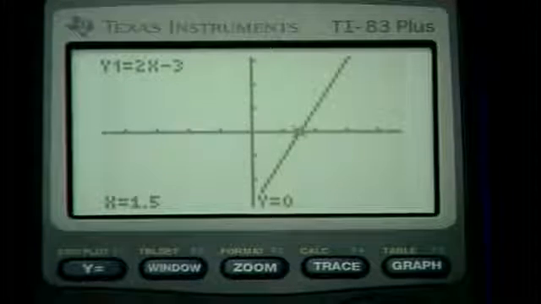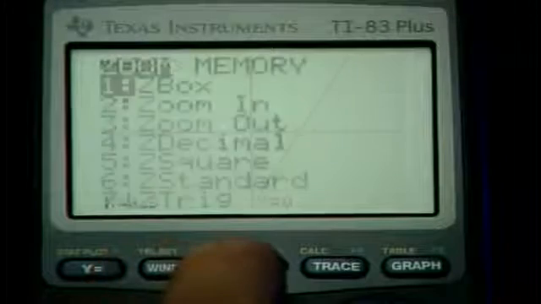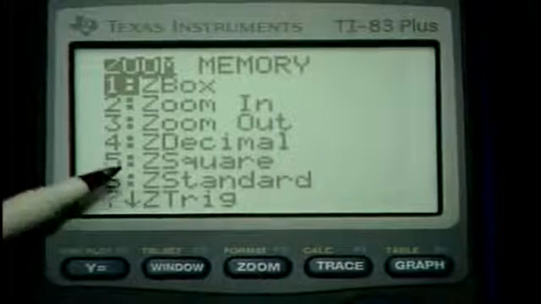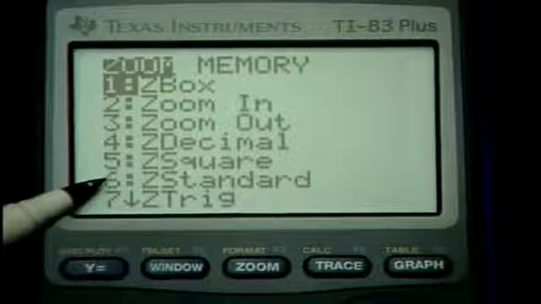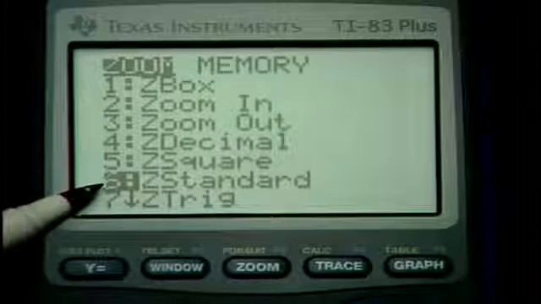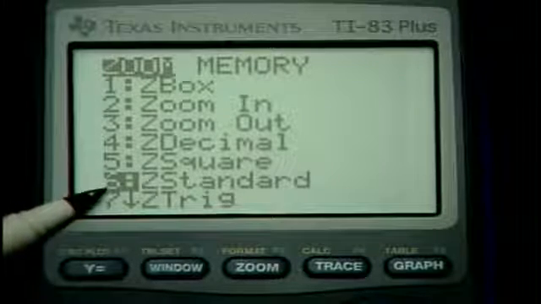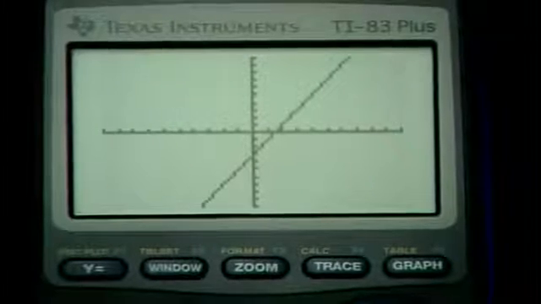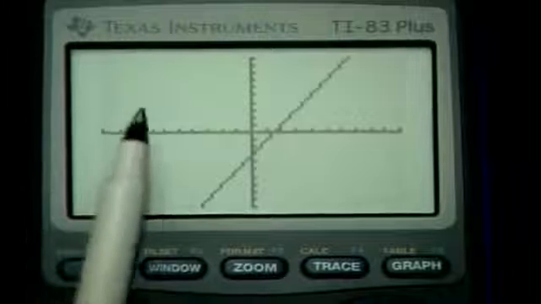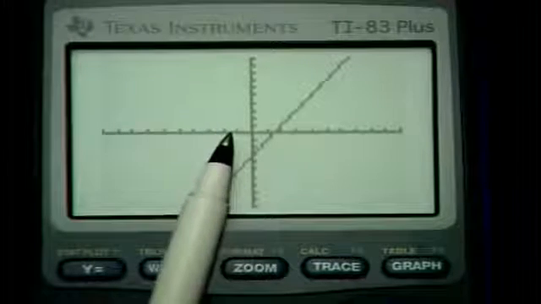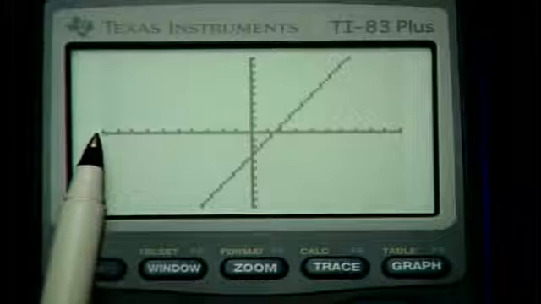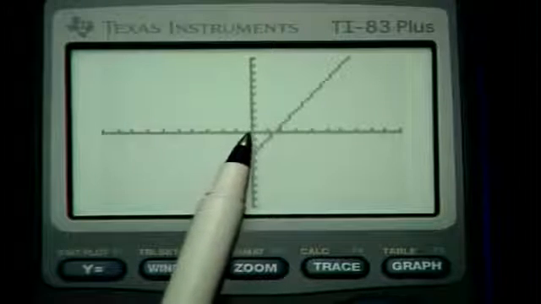All right, now let me go back to the standard settings, the default settings. That's item number 6 here, and we can access that item either by cursoring to it and pressing enter, or by simply pressing number 6. So either way, we go back to our original feature. Now, notice the tick marks here, I have 1, 2, 3, 4, 5, 6, 7, 8, 9, 10 to the left of the y-axis.